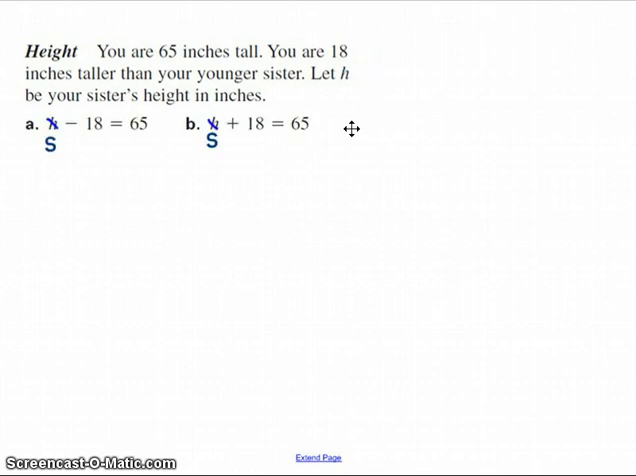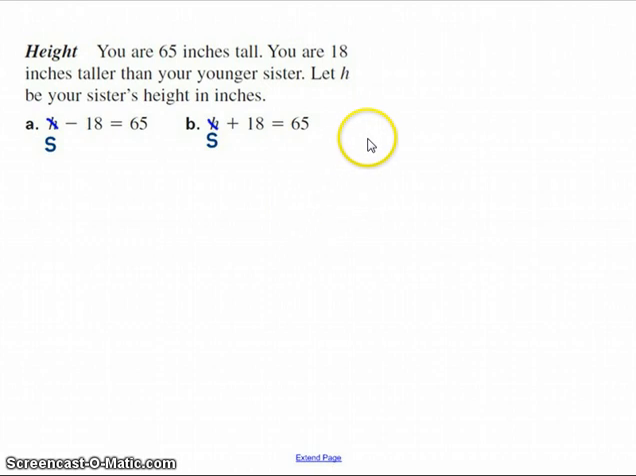So with that in place, I hope it's a little easier to see which of these two is the right version that represents the story above. In the equation on the left, A, we're saying that S, or your sister's height, minus 18 should be equal to 65. Is that true, or is it B, where your sister's height plus 18 is equal to 65? So stop for a second and think about it, and then I'll come back.